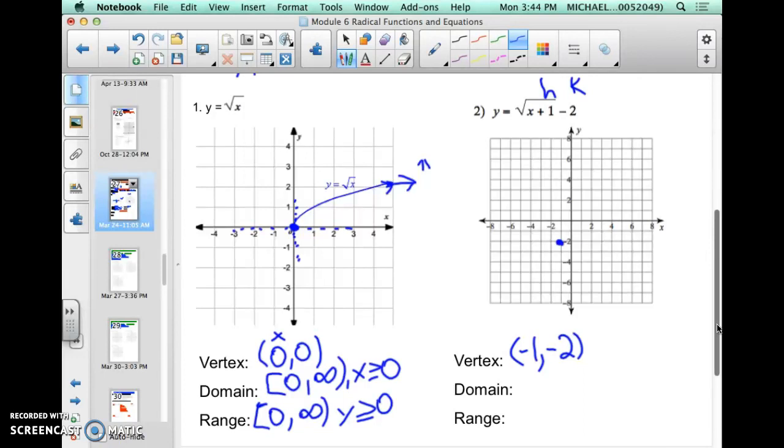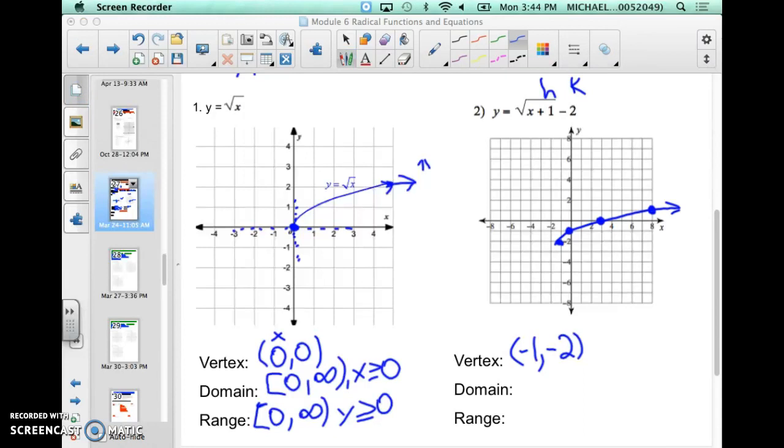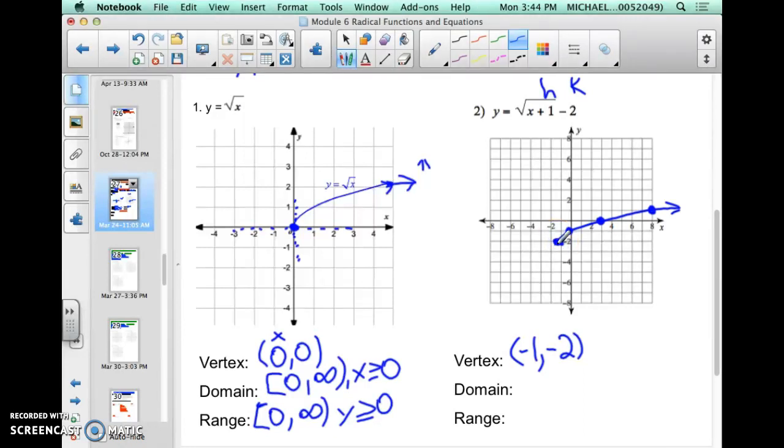Sorry, for this case, I drew it accurately based off of the first 3 perfect squares. But for your purposes, I just need a rough sketch that you know that it goes up and to the right. All right, so the vertex was negative 1 comma negative 2, and it goes up and to the right.